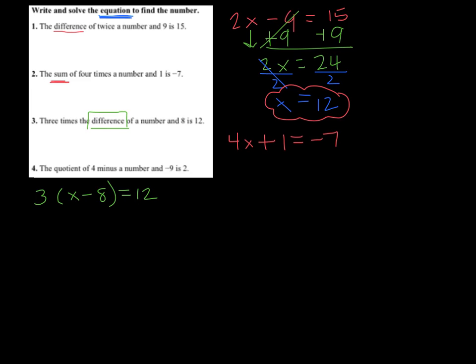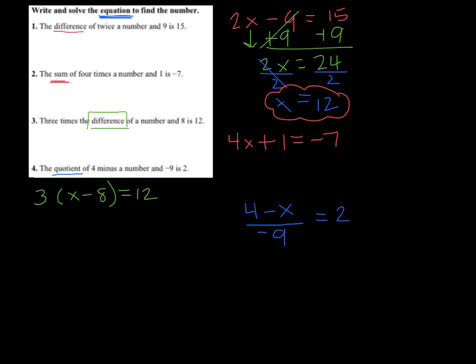Alright, so let's go ahead and look at number 4. So we have the quotient. Remember, quotient is the answer to a division problem of 4 minus a number. So we have 4 minus a number, and we want the quotient, so that's division, and negative 9 is 2. Okay? So we've translated 3 equations. Why don't you go ahead and pause and solve those, and then you can check your work with mine.